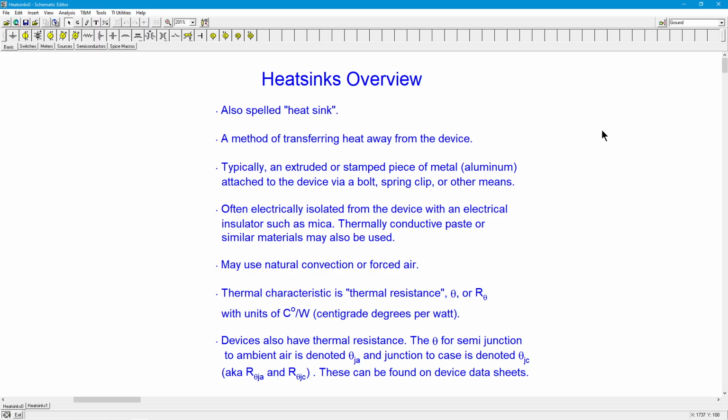In not so high power applications, you can maybe use structural components in the chassis. I've literally seen power transistors connected directly to the chassis of an amplifier, and they use the metal in the chassis as the heatsink. Okay? You might, in very high power applications, use forced air.